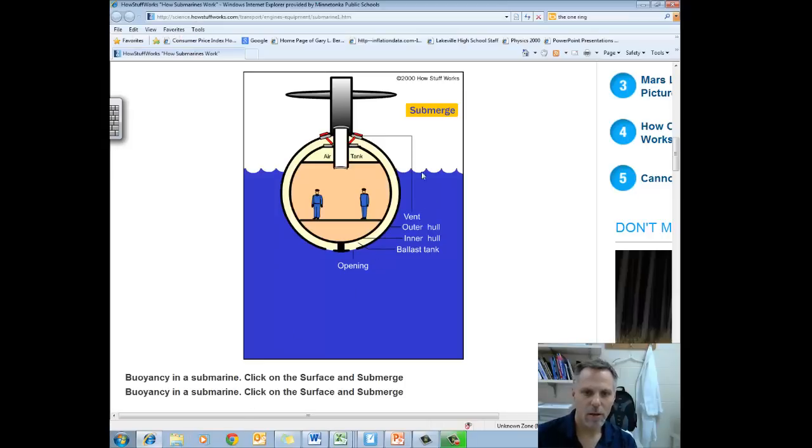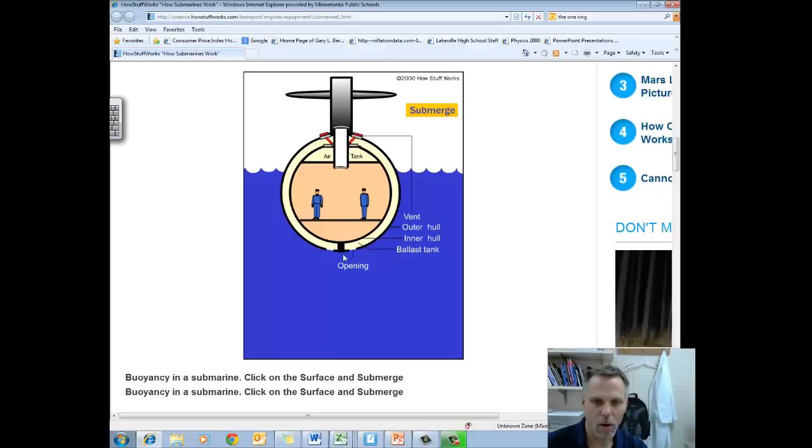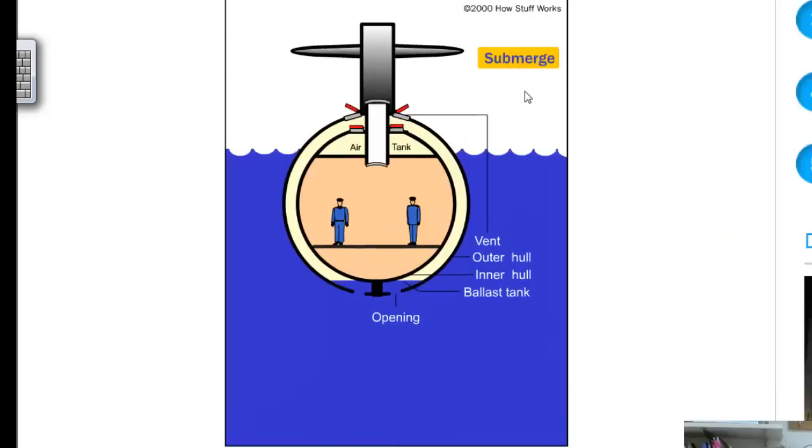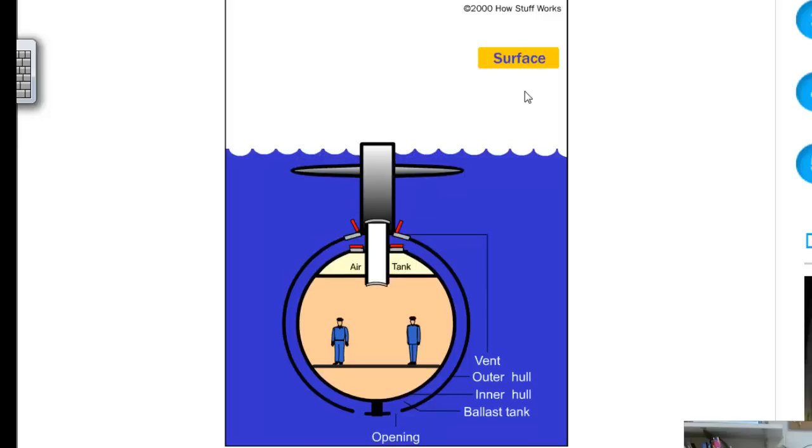Here's a submarine that we can see. It's got air tanks right up here. It's got air tanks here, and then it's got an opening along the outer hull. That outer hull can fill with water, and then the air tanks can open and blow that water out. So let's watch this process occur. It's going to submerge because water is filling up the outer hull. It's now greater than 1 and it's sinking.